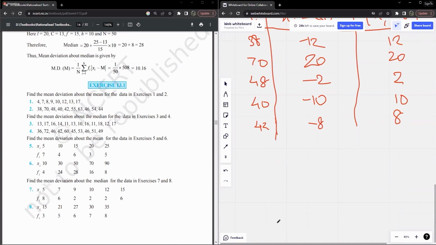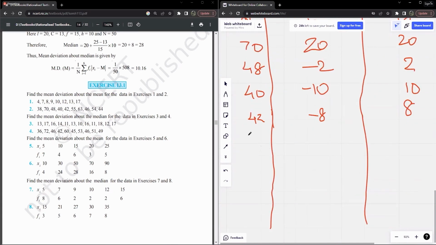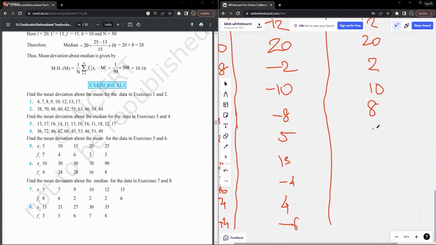And then the last five numbers, that is 55, 63, 46, then 54 and 44. So doing the minus 50 thing, I'm going to get a 5, I'm going to get a 13, I'm going to get a minus 4, and then a plus 4 and a minus 6. Taking absolute values, I have 5, 13, 4, 4, and 6.